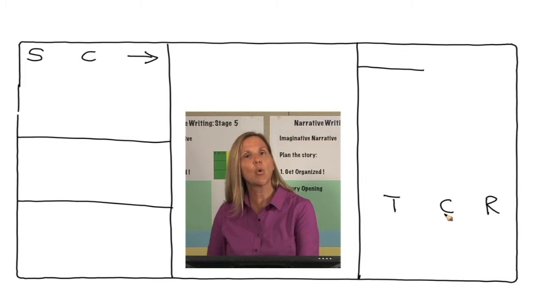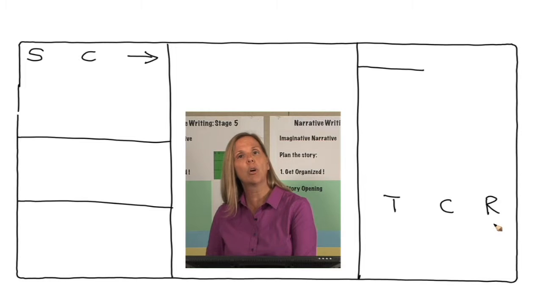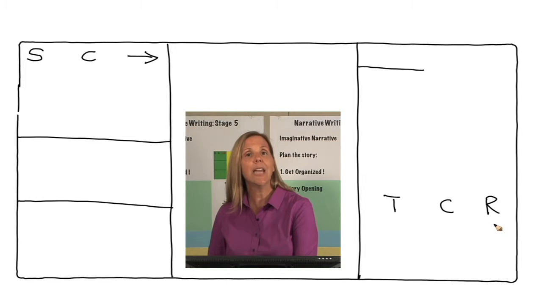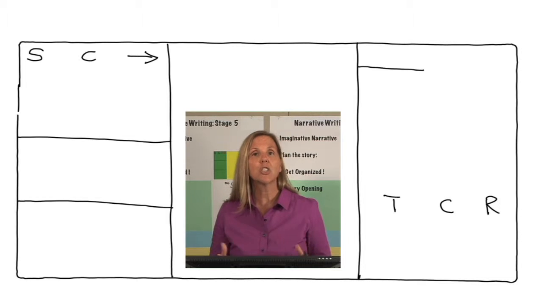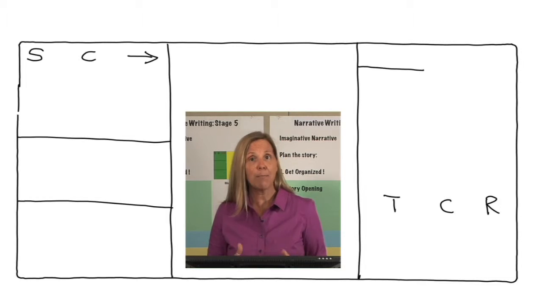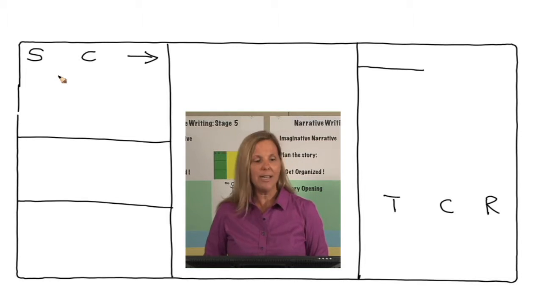Character. Who is the story mostly about? R is for reflection. What did the character at the end of the story feel, think, or wish once the story was done, after this event happened to the character? We have our organizer completely labeled. Let's start with our steps in order to write our story. Step 1, we're going to plan our story opening.